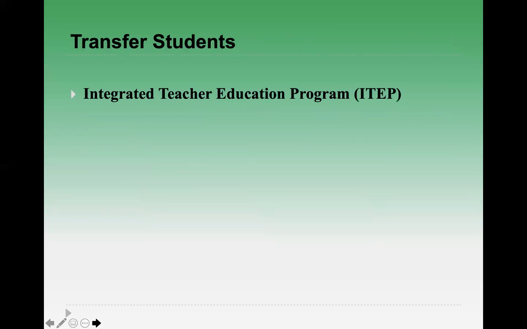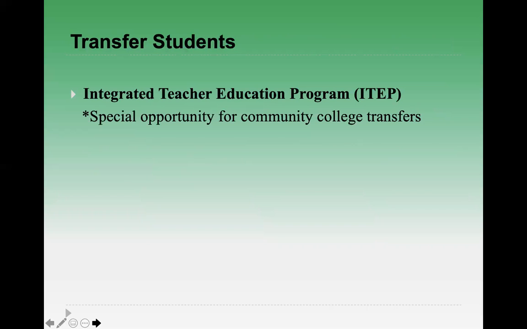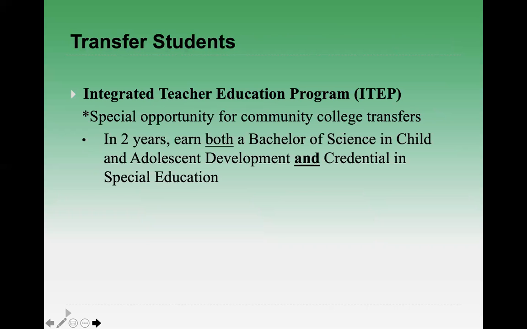Now, they have a special program specifically only for transfer students. It's called the Integrated Teacher Education Program. And this outlines a pathway for those who are incoming transfer students that you can, in 2 years, earn both their bachelor's degree in child and adolescent development and a credential in special education. So if you're interested in special education and you want to earn your bachelor's degree, this is a great program for you.